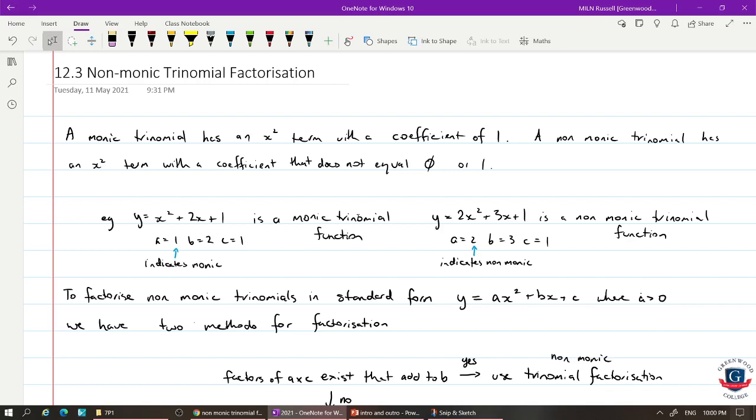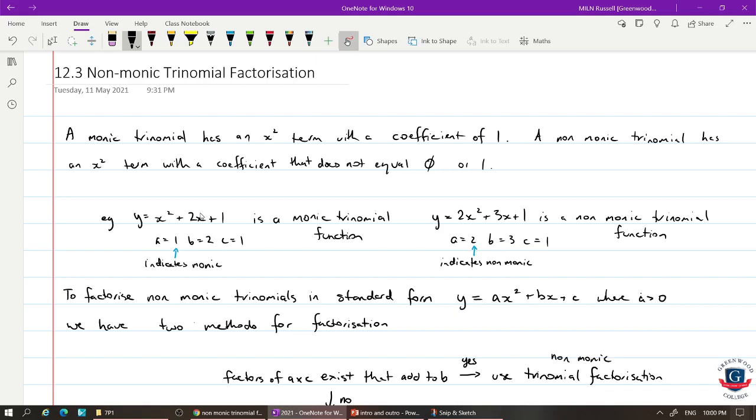So a monic trinomial has an x squared term with a coefficient of 1. This is an example of a monic trinomial. The coefficient of x squared here is 1. We don't write 1, but there's a 1 there nonetheless.